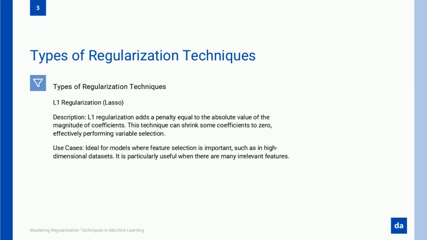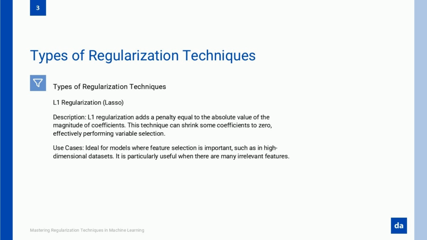This makes L2 perfect for models with correlated features, where you don't want to delete anything, but you need to control complexity. It's widely used in image processing, speech recognition, and deep learning models, where every input has some importance, but you don't want any single feature dominating the prediction.